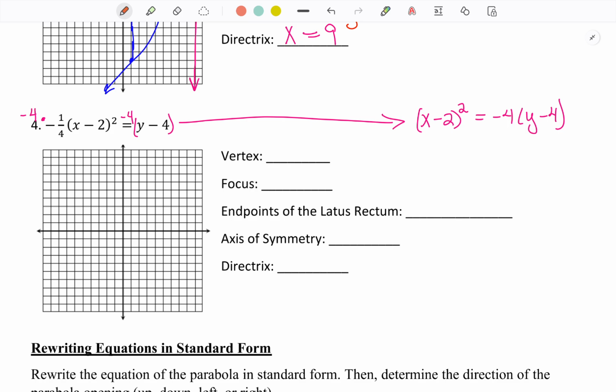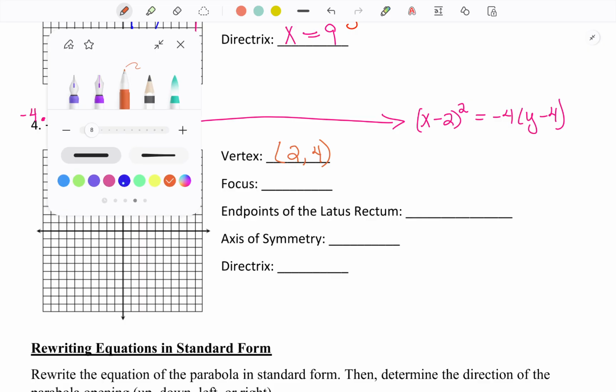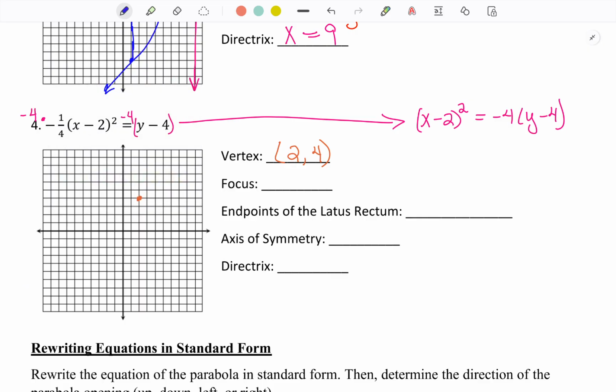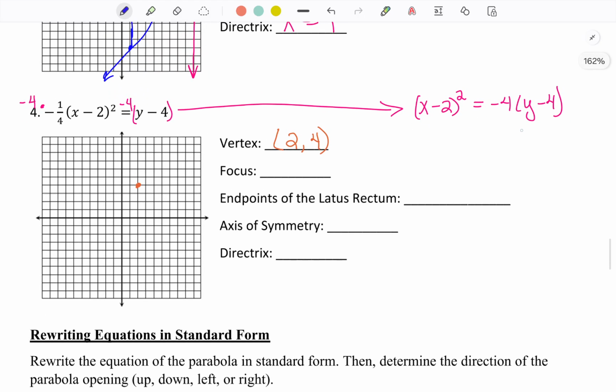So then we can go ahead and look at our vertex, and that is 2, 4. So we are going to go ahead and graph that. So 1, 2, 1, 2, 3, 4. And then the focus is going to need us to find p. So our p is negative 4. So negative 4 equals 4p. So negative 1 equals p.